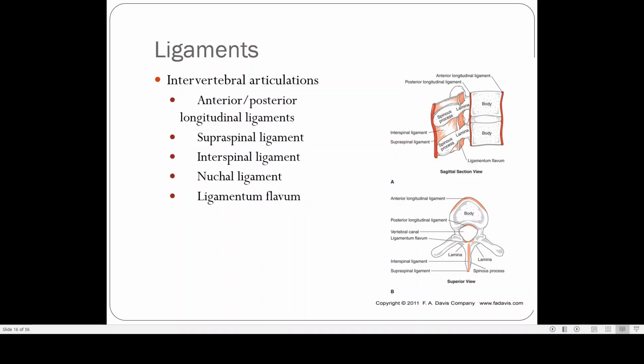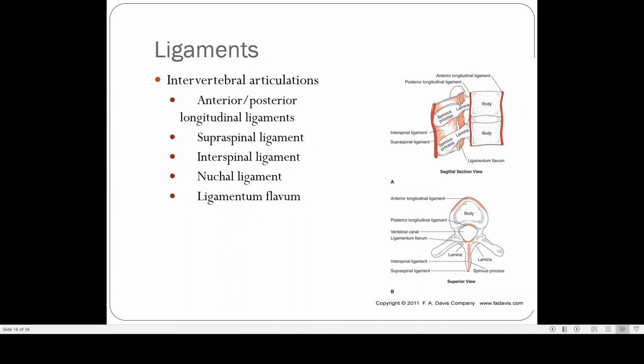Again, limiting that flexion. The nuchal ligament is going to be in place of the supraspinal ligament in the cervical spine. So it's coming off the occipital bone down to the end of the cervical spine. So we don't have supraspinal ligament in the cervical area with the nuchal ligament.